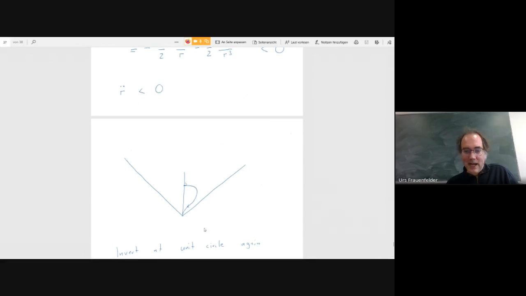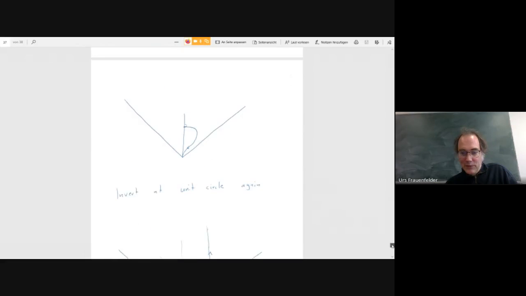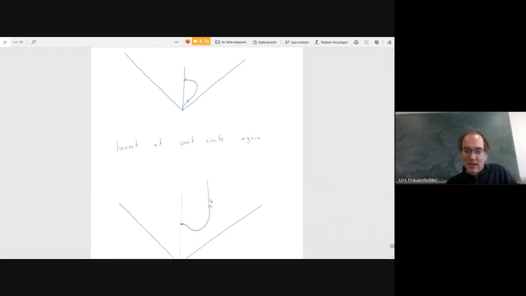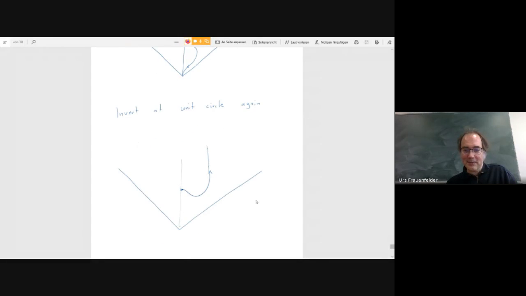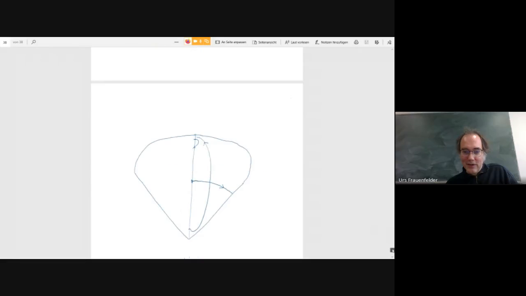Just like this. But now we invert at the unit circle again. Then we get the orbit for the Langmuir problem, this limit orbit for the Langmuir problem. And then what you see, it goes up as Martin has seen numerically, but at first in disbelief, but it actually does like this. And then you can prove existence now.